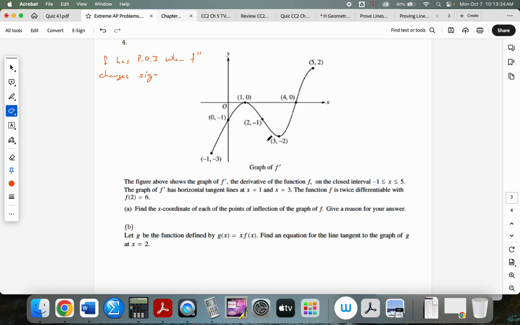Right? So here, f prime changes from increasing to decreasing, or from decreasing to increasing. This happens at x is 1 and x is 4.